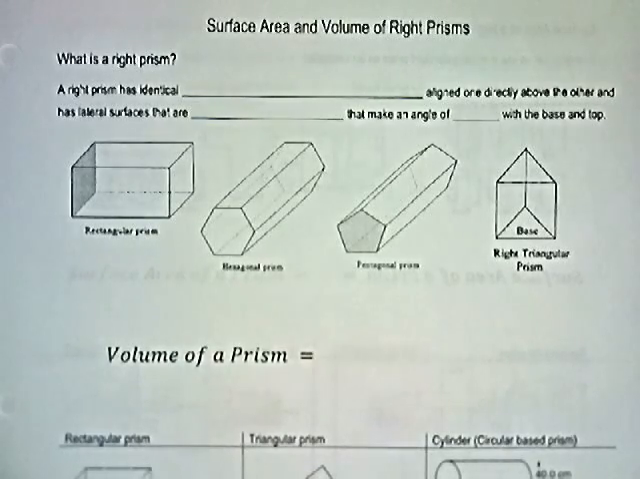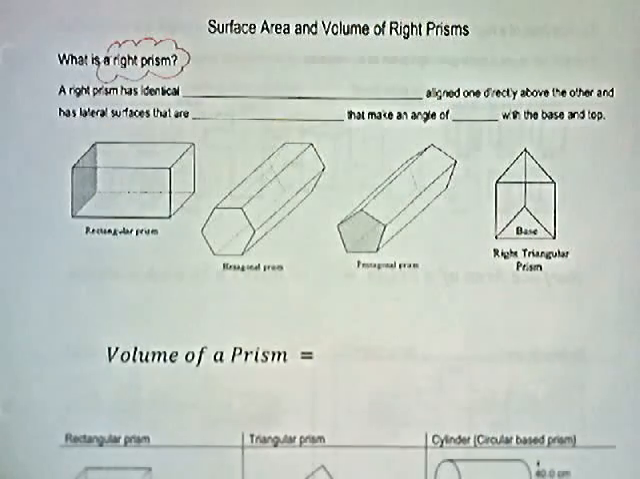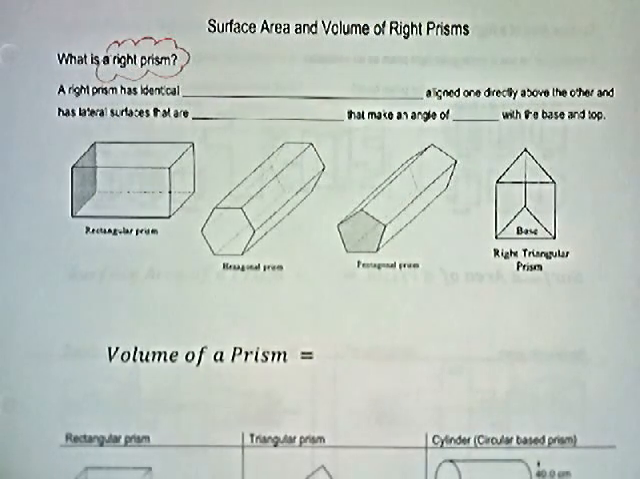Hello, today we're going to talk about the surface area and volume of right prisms. Now, in terms of this terminology, right prisms, what do we mean by a right prism? Because not every prism is right.